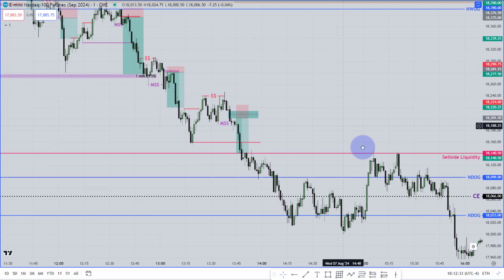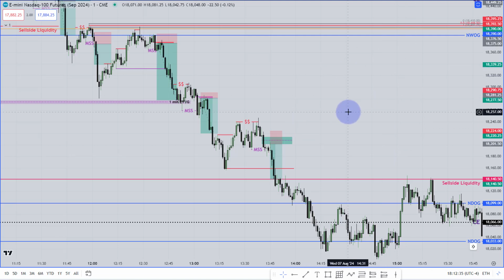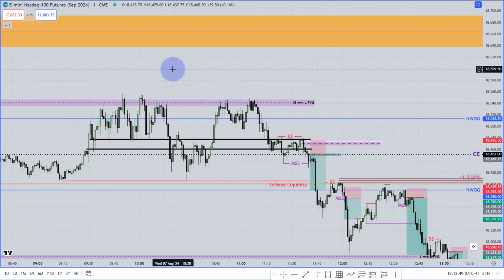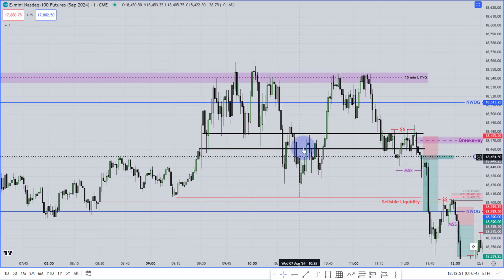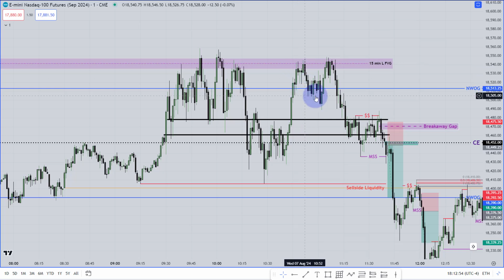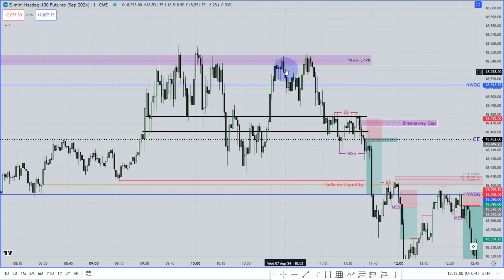Instead, I would love to talk about the inversion fair value gap now. In ICT's 2024 mentorship, ICT has shown us a good way to predict the inversion fair value gap. I'm now going to give you the inversion fair value gap gem over here. This is the first time I will keep showing you the inversion fair value gap. Whether it will trade it or not, you will decide that.